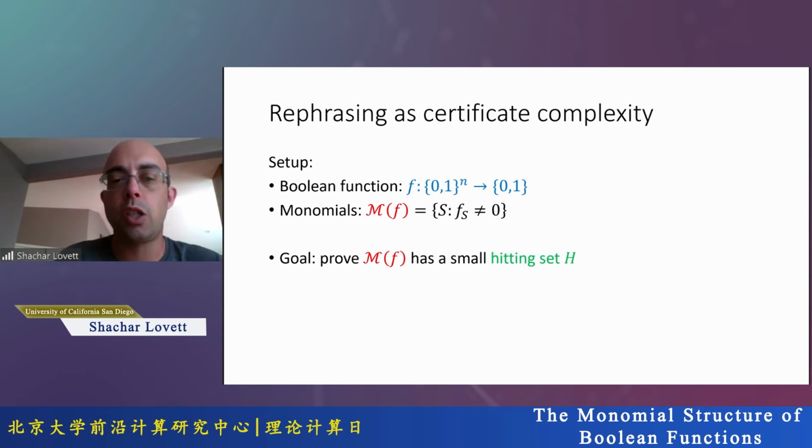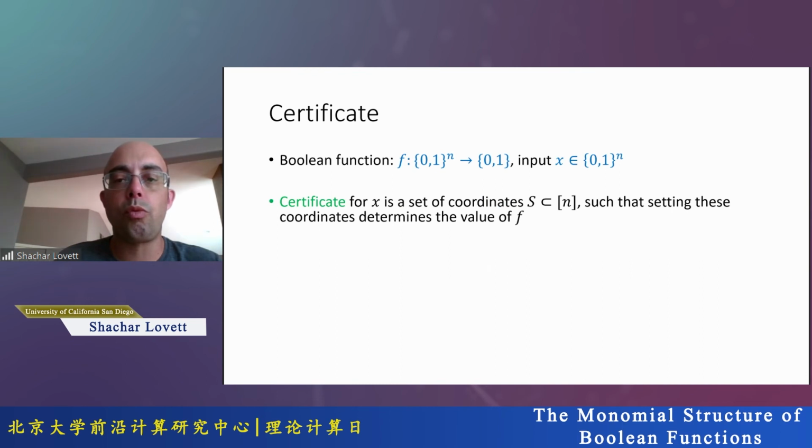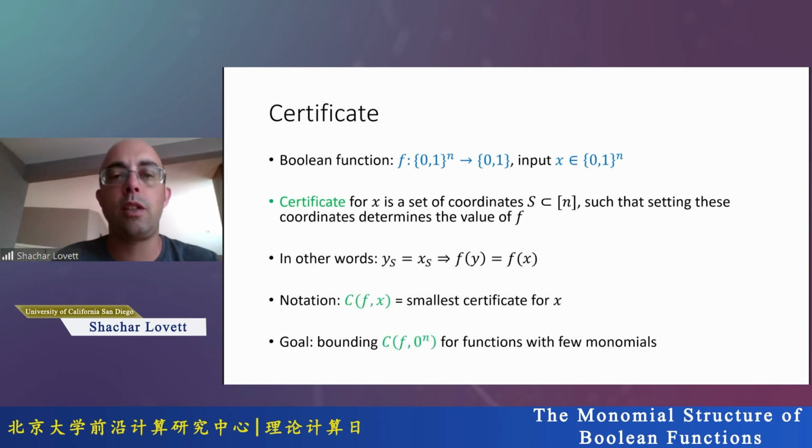So the proof idea is, again, what we're trying to prove here is that if I give you a Boolean function, look at its monomials, I want to show it has a small hitting set. And there is a way to write this by something called certificates. A certificate is a very classical notion that people study in Boolean function analysis. A certificate says that if you're given an input, it's enough to know a few of the values of this input and it determines the value of the function.